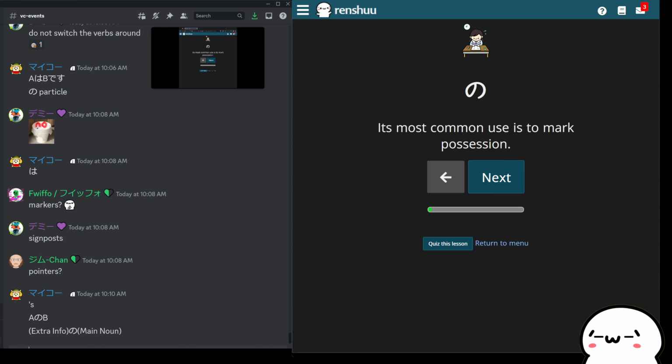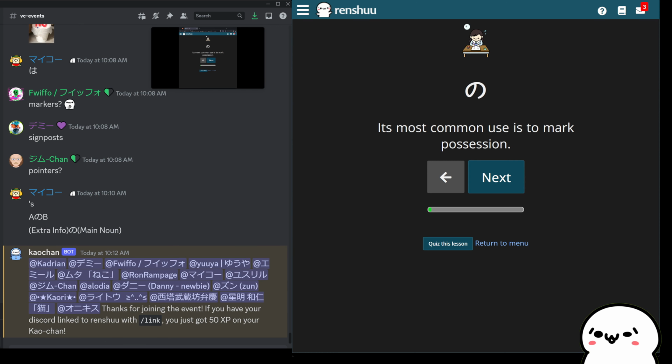The no is something that takes what's on the left. Remember, particles always point to the left. Whatever comes before the particle is what that particle is holding on to and saying, hey, look at this. This is what we're talking about right now. What a no does is it takes a noun and it adds information to it.